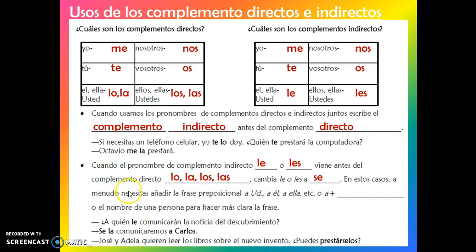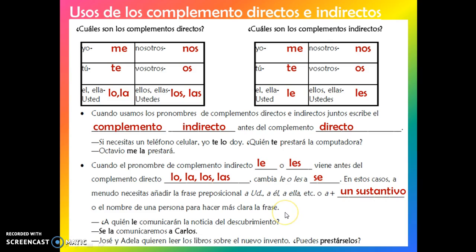En estos casos, a menudo necesitas añadir, which is to add, la frase preposicional a usted, a él, a ella, etc., o a más sustantivo, which is a noun or some sort of noun, o el nombre de una persona para hacer más clara la frase. Because le or les could mean él, ella, usted, ellos, ellas, ustedes, or any name, it's going to be necessary for us to clarify who that se is referring to. Because if we don't know who se refers to, it's not going to have a lot of meaning.